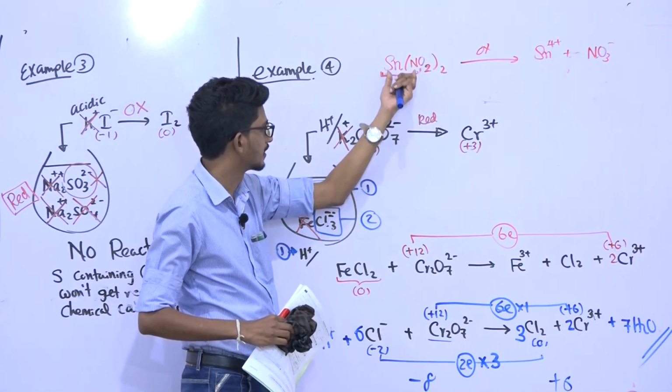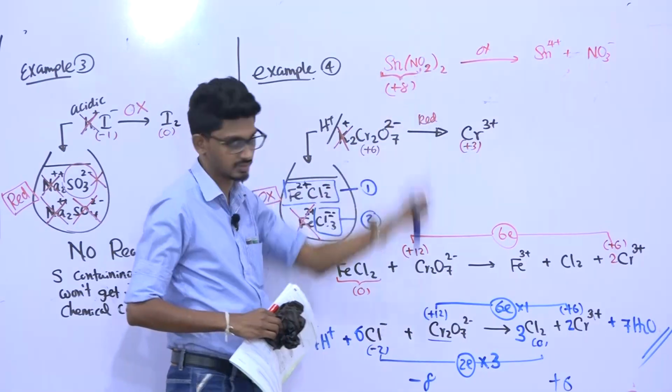So that means these two, the tin and the 2 nitrogens, should carry +8.